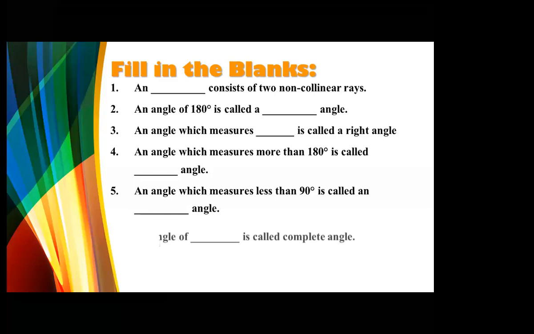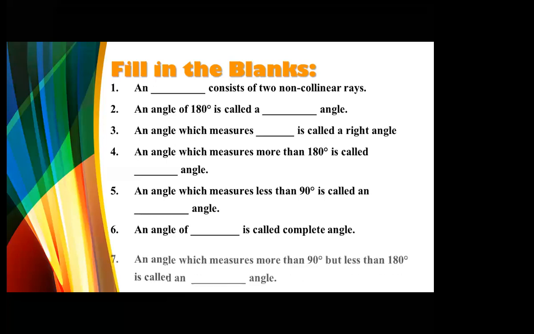Now move on to the next one. An angle of dash is called complete angle. What will be the answer of this? Very good, Saad Suhail. Very good, Yusera. Hibal, very good. Abbas, Sana, Umar, Meerabban. Very good, students. All of you are doing very good. So the correct answer is, an angle of 360 degree is called complete angle. Complete angle is of 360 degree, and an angle of 180 degree is called a straight angle.